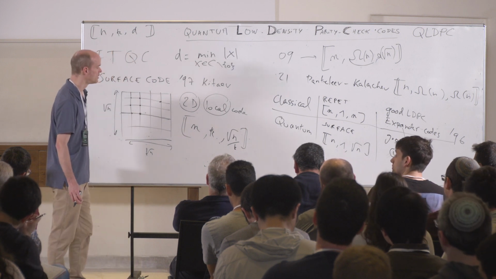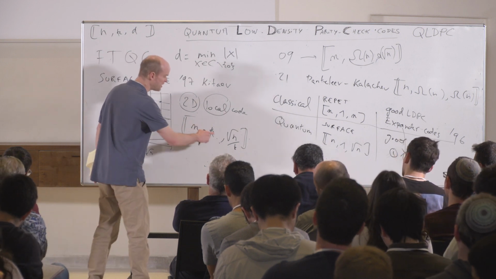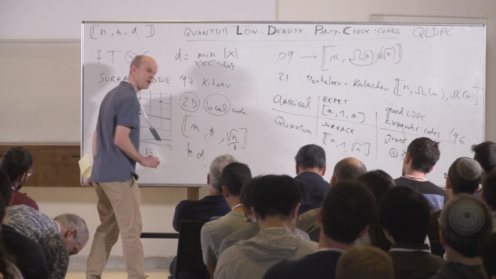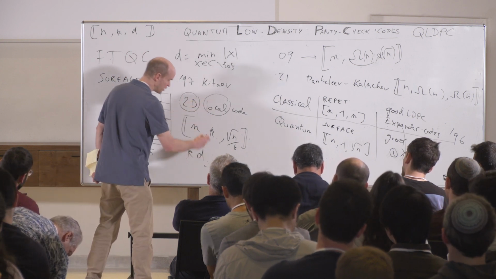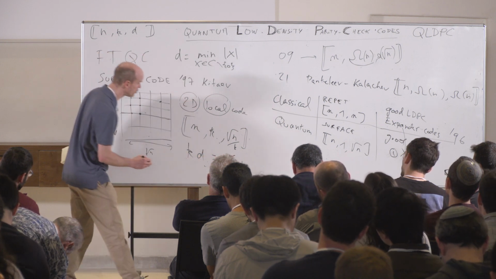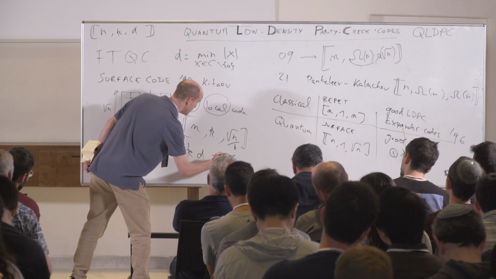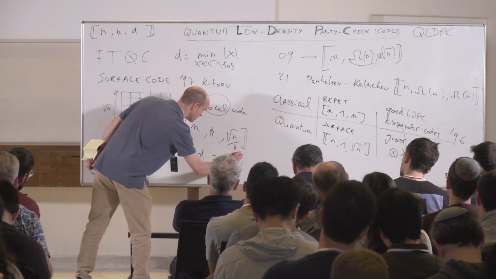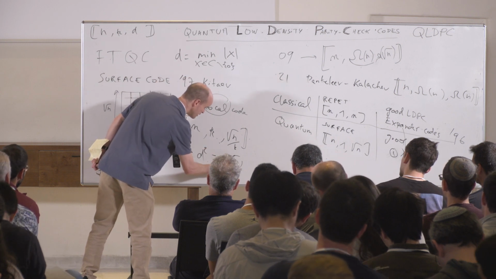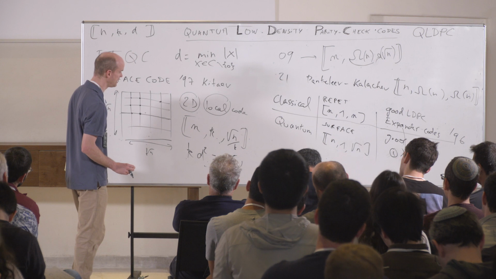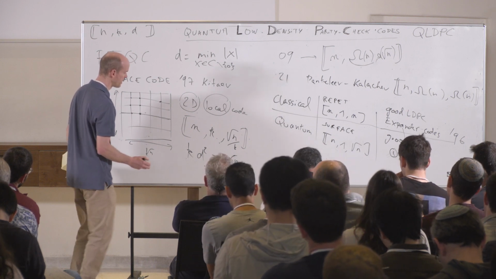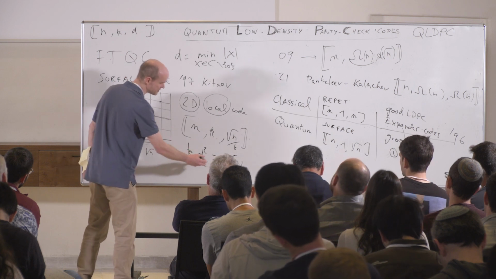So the point is that if you look at the product of k times d for the toric code and for any 2D local code, this thing is order square root n at most. Yeah, square root n. I think it should be this: k d squared is order of n. So you can increase k, but you decrease d.